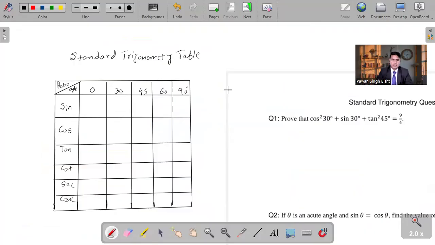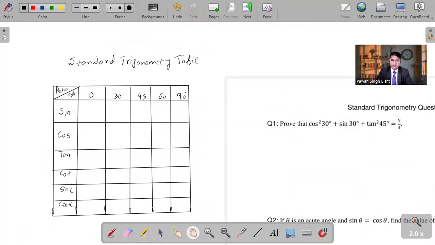Okay, so this is my standard trigonometric table. As you can see, for Cambridge and IGCSE students, you have sine, cos, and tan in your syllabus. But if I talk about CBSE and ICSE, you have cot, sec, and cosec as well. So the main thing here is sine. If you are able to find the value of sine, then you can find the remaining as well. So how will we do it? There is a method of finding the values of sine.